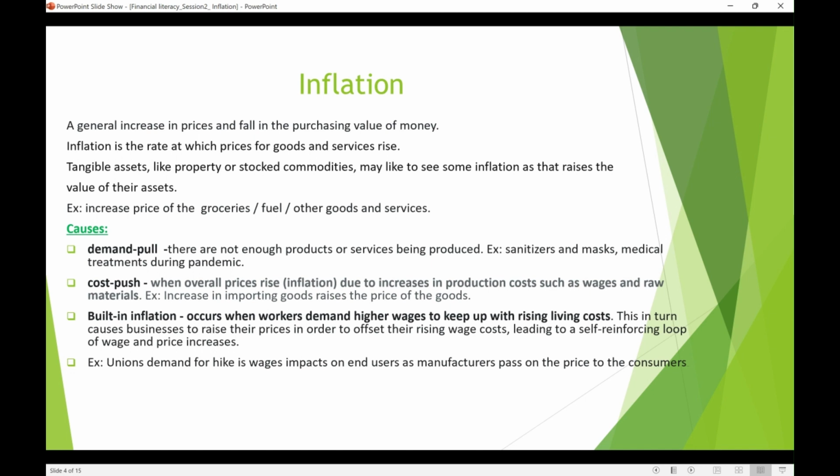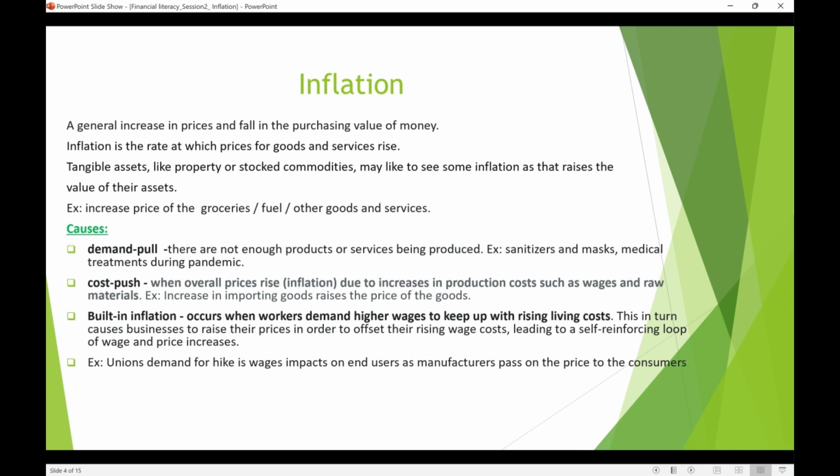You especially notice it when you go shopping to buy groceries or fill up fuel. This is the effect of inflation. But inflation is not a new thing; it's already there. It's only whether it is low or high that matters. Every country has a different inflation rate, depending on the percentage and on how the country's economy is performing.